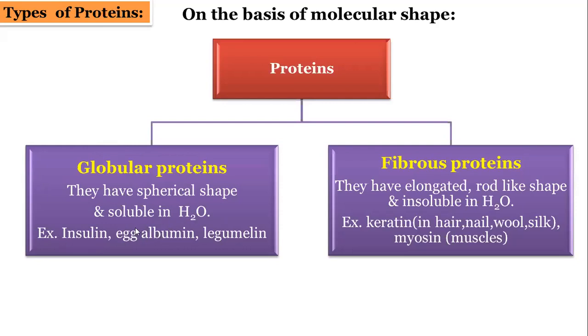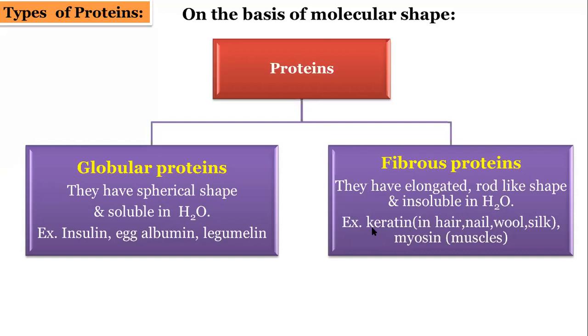Egg albumin, which is white colored. Then leguminin. These are some examples of globular proteins. And these are fibrous. The name itself suggests they have an elongated, long, rod-like shape and are insoluble in water. This is soluble, this is insoluble in water.